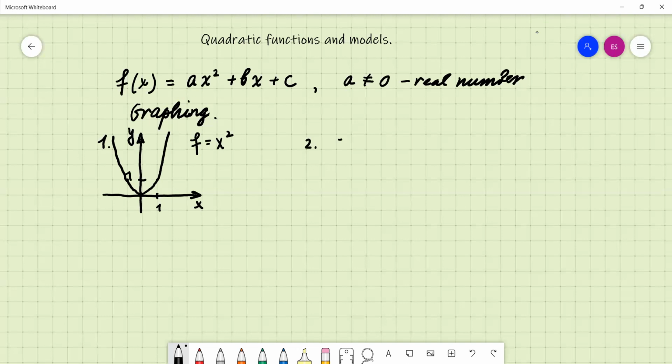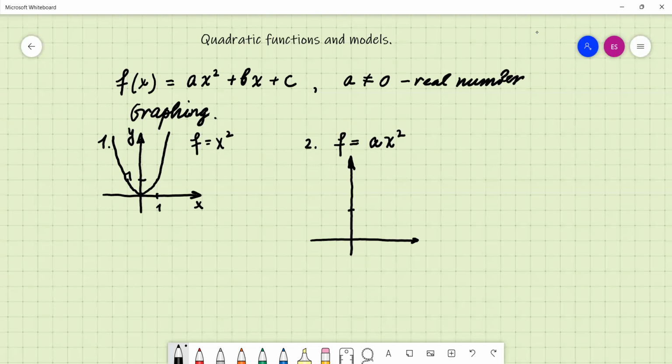Step number 2. So this is a graph of just x squared. What if you want to graph f equals a x squared, x squared multiplied by a? Remember that when we multiply a function by a number, we are going to stretch or squeeze in the y direction. I'm going to just draw a general picture in this case. And for a particular a, you will need to decide which way you stretch or shrink the graph.